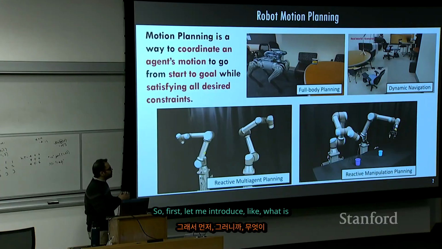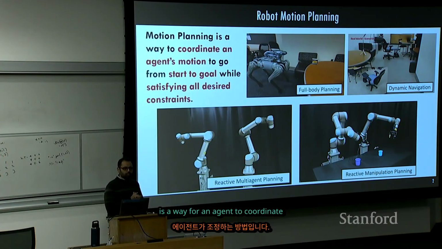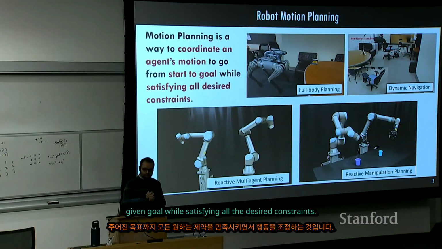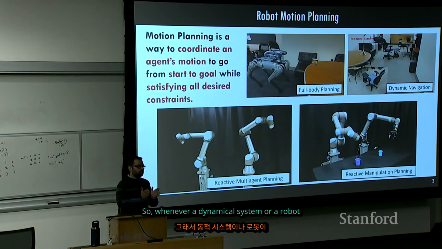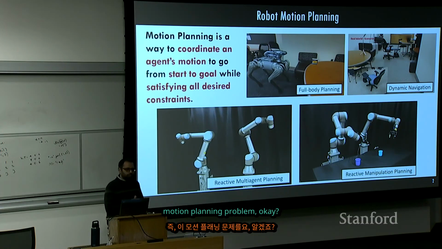So first, let me introduce what the problem of motion planning is. Motion planning is a way for an agent to coordinate its behavior from a given start to a given goal while satisfying all the desired constraints. So whenever a dynamical system or a robot needs to move, it needs to solve this motion planning problem.